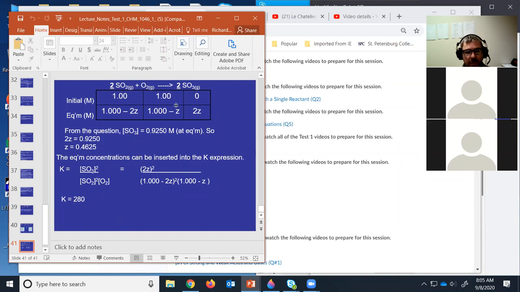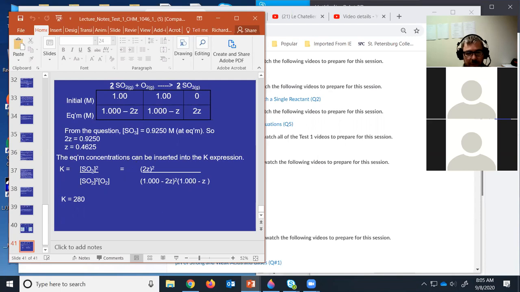So now that we've got all of these different concentrations and we know what Z is, then we can figure out what the value of K is by substituting in Z for each of these concentrations. So the SO3 is 2Z, and that's all squared. Then we've got the SO2, that's all squared, and the 1.000 minus Z is the O2. And that's from here as well.